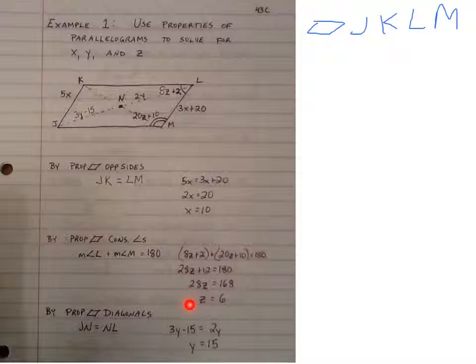And the last property I shared was the property of parallelograms about their diagonals, which states that diagonals bisect each other. So if that's true, then JN is equal to NL. So we substitute those values in. The value for JN is 3y minus 15, and we set that equal to 2y, and we can solve for y, as shown right here.